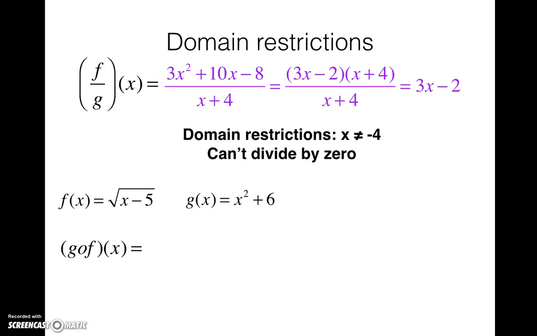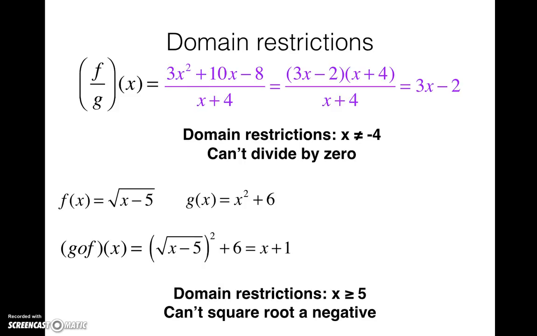So g of f of x, we're going to take the f function and plug it into g. So we have x minus 5, quantity squared, plus 6. The square root of x minus 5 is going to cancel out, add 6, we get x plus 1. Even though x plus 1 does not have a restriction, the original problem had a restriction where x has got to be greater than 5 because we can't square root a negative in the original f function.